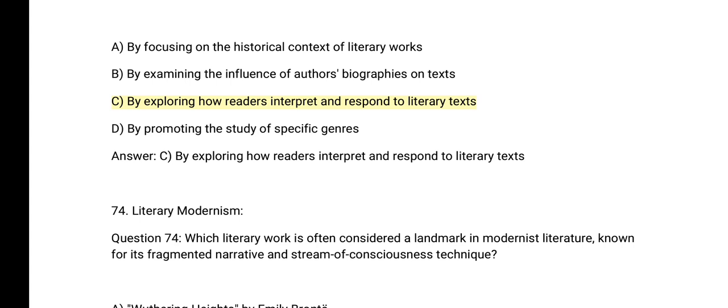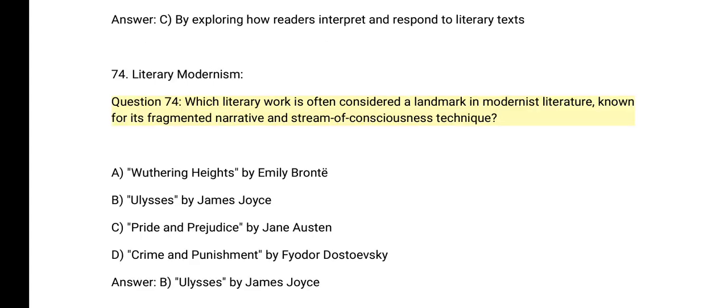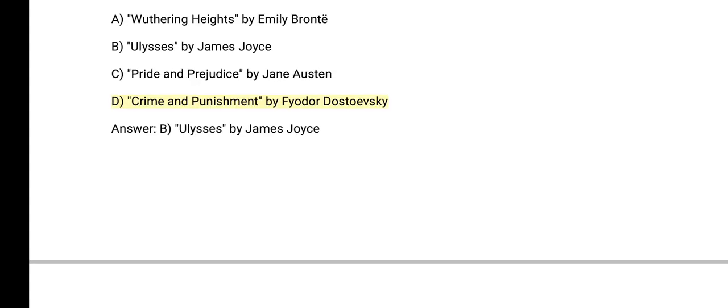74. Literary modernism. Question 74. Which literary work is often considered a landmark in modernist literature, known for its fragmented narrative and stream of consciousness technique? A. Wuthering Heights, by Emily Bronte. B. Ulysses, by James Joyce. C. Pride and Prejudice, by Jane Austen. D. Crime and Punishment, by Fyodor Dostoevsky. Answer: B. Ulysses, by James Joyce.